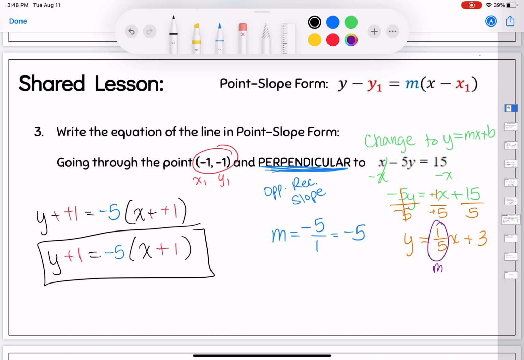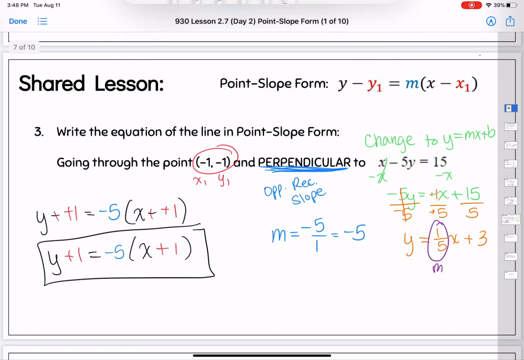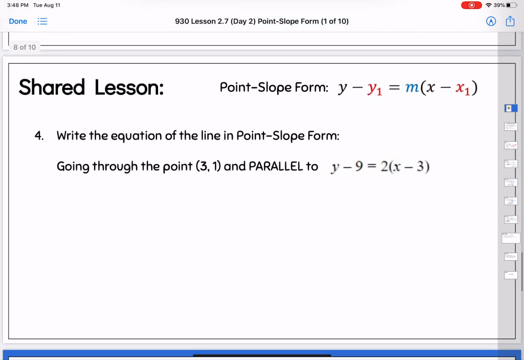So remember, you have to be able to pull the slope out of that equation if it's going to be parallel or perpendicular. So if it's not in slope intercept form, you need to convert it into slope intercept form first. That's about as complicated as it gets when I'm trying to write in point slope form.